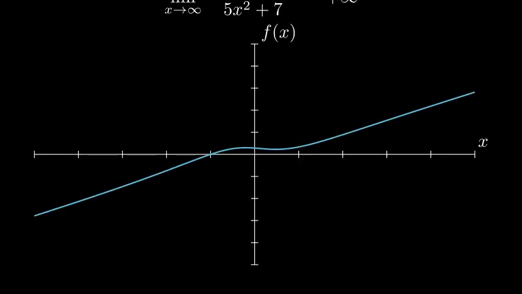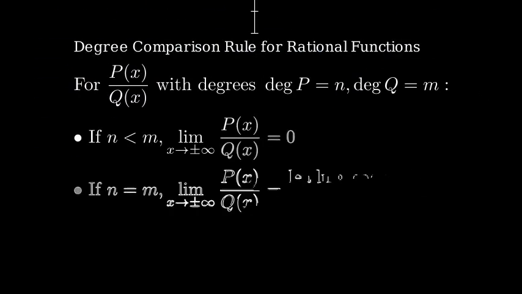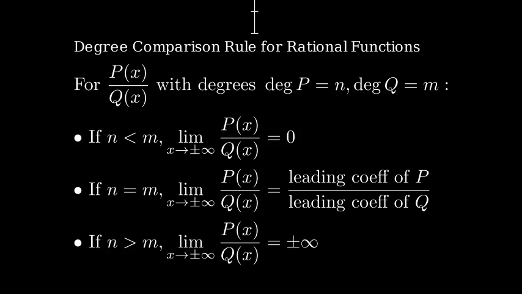For rational functions, we can use a degree comparison rule to quickly determine the behavior at infinity. If the degree of the numerator is less than the degree of the denominator, the limit at infinity equals 0. If the degrees are equal, the limit equals the ratio of the leading coefficients. And if the degree of the numerator is greater than the degree of the denominator, the limit is plus or minus infinity, with the sign depending on the leading terms.